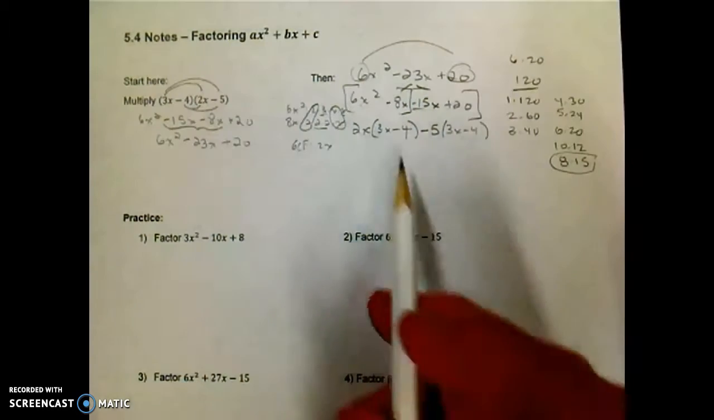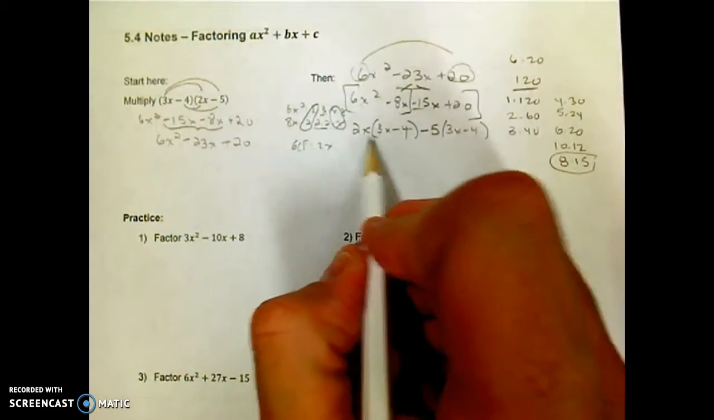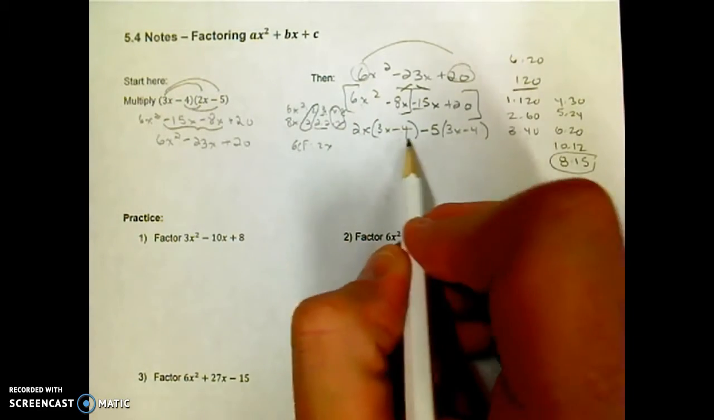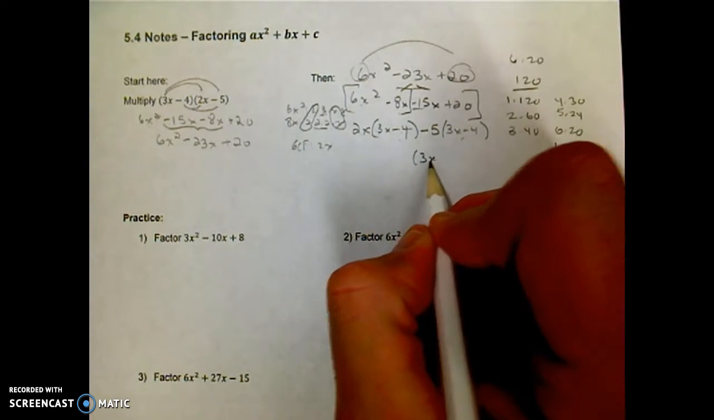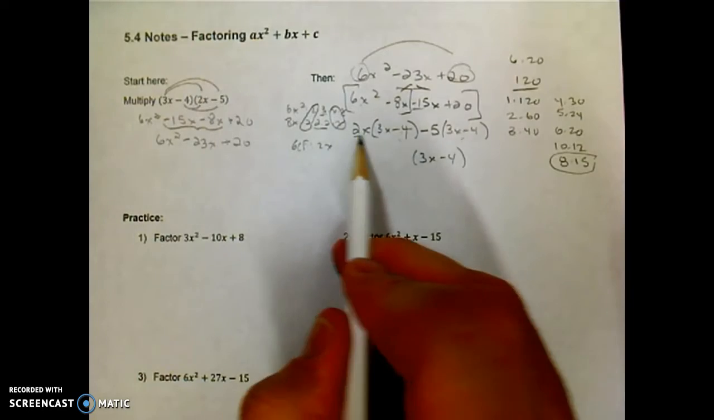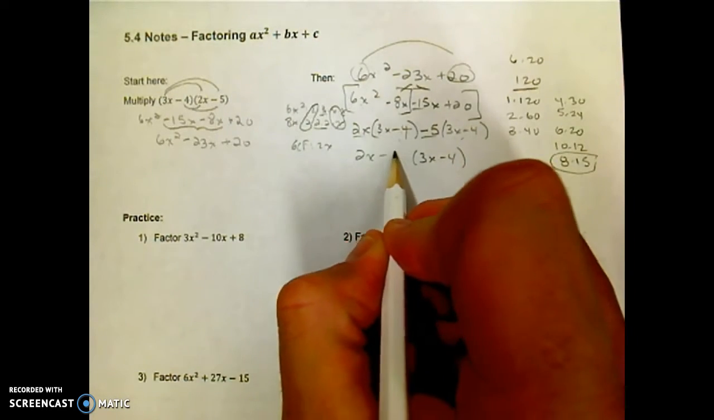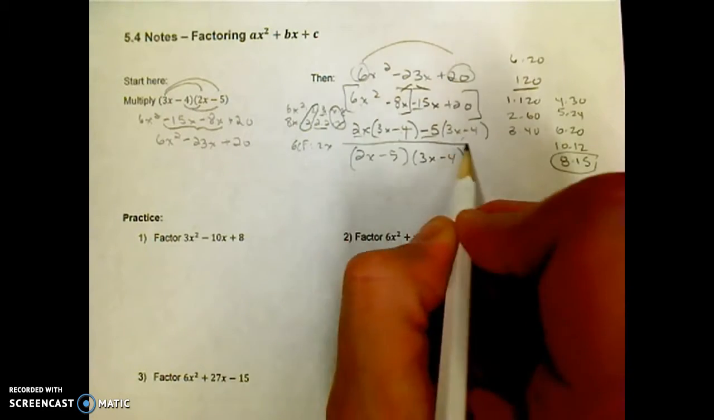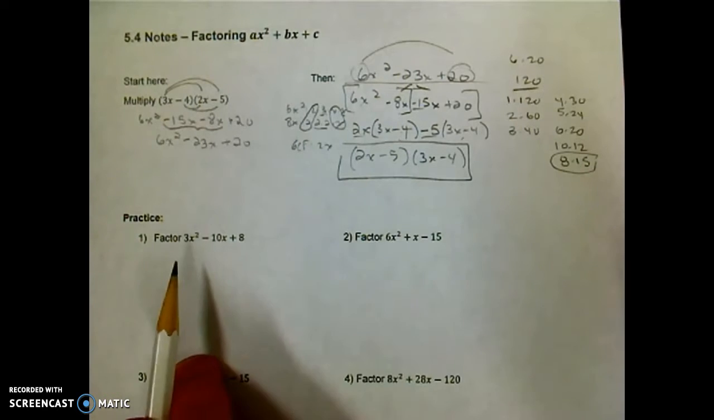Now, what do I do with this jumble? Remember, I'm trying to factor this trinomial. If we do this right, the factors in parentheses are going to repeat. 3x minus 4, that's one of my factors. The 2 GCFs are my other factor, 2x minus 5. So this trinomial factors as 2x minus 5 times 3x minus 4.